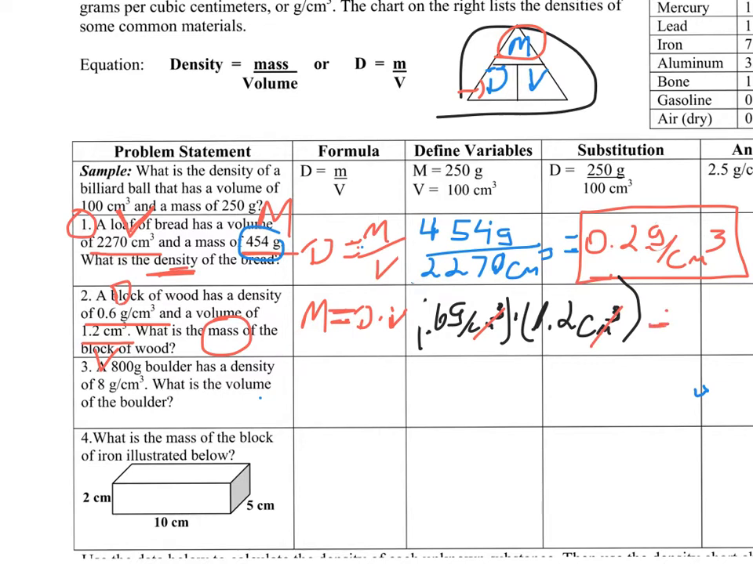And my answer is going to be, get out your calculator, make sure that it's cleared. So now you're going to do 0.6 times 1.2. This is going to give you your mass of 0.72 grams. And this is your answer. Don't forget the unit. You must have the grams. Okay? Now, if you have any questions so far, you're going to stop the video and you're going to ask me. Okay? Okay. Let's go ahead and go to the next one.